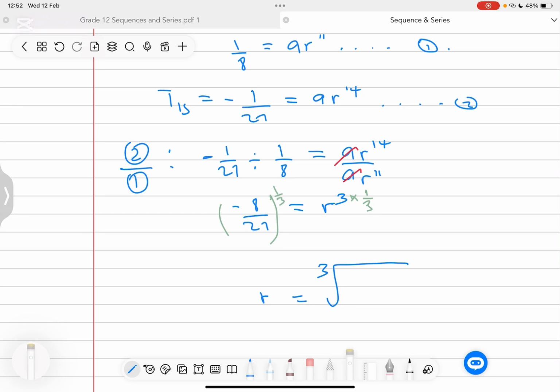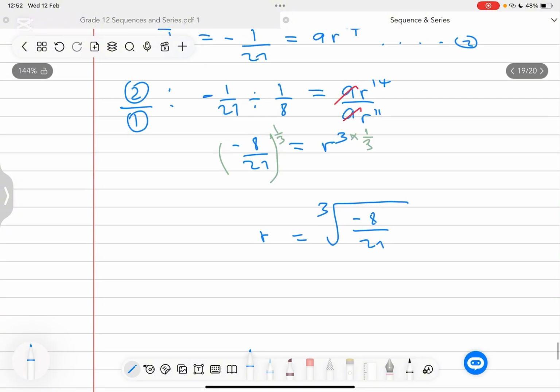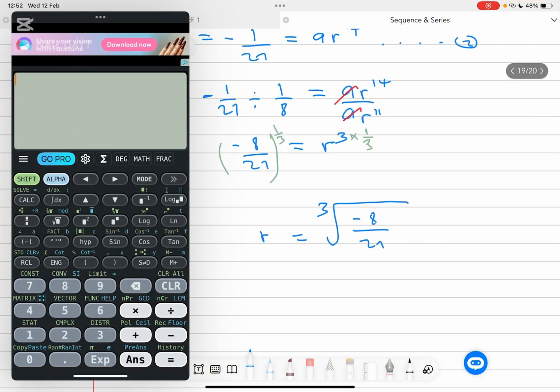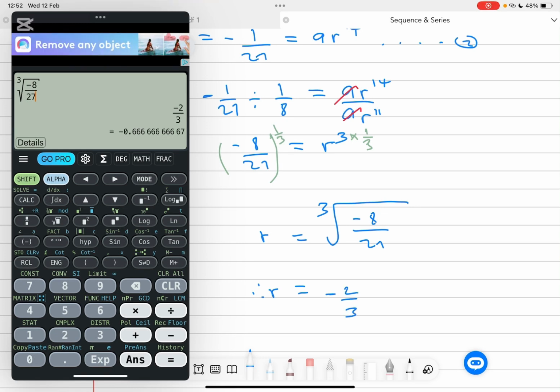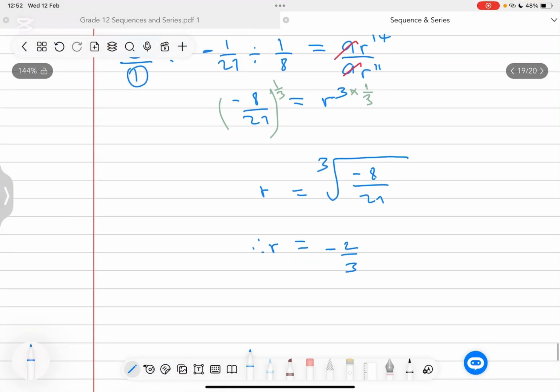We can write 1 over 3 as a cube root. So this means I'm looking for the cube root of negative 8 over 27. Now this I can punch quickly on a calculator to say I have here the cube root of negative 8 over 27. And that says to us that therefore r should be equal to negative 2 over 3. That is our common ratio.